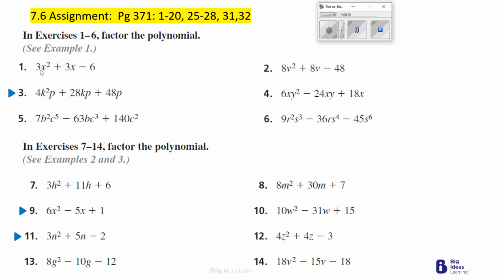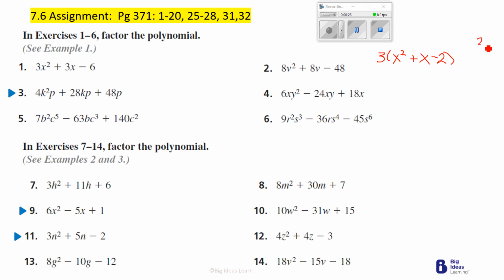So I see I got 3x squared plus 3x minus 6. First, I'm going to factor that 3 out that's in front. When I do, I'm going to have the 3 in front. That's going to leave me x to the second power. And that's going to be adding x by itself, because I'll factor out the 3. And then I'm going to be subtracting 2, because 3 times negative 2 gives me negative 6.